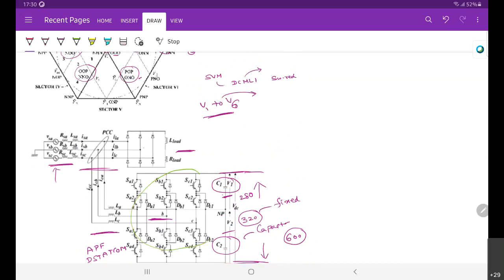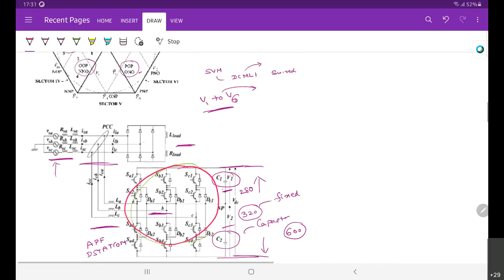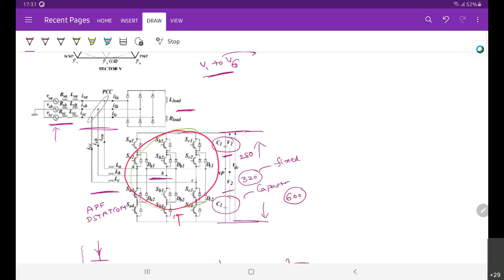Okay. So this one will not draw any power. It will just draw the power that is sufficient to maintain the capacitor at some fixed voltages. Ideally, there is no real power flow from here to here, only reactive power flow. Whereas the real power flows from this source to this load.